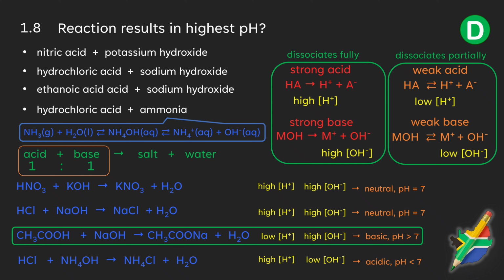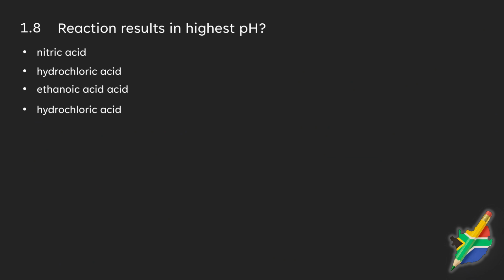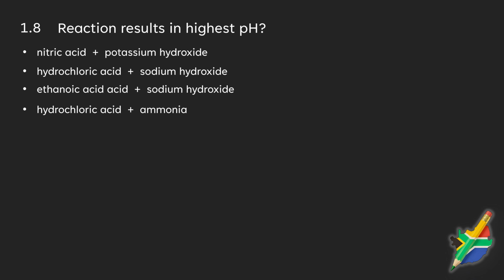Question 1.8. In this question, we need to find out which reaction results in the highest pH. We are given these acids and these bases. We know that when an acid and a base react, a salt and water are produced. Let's write the equations for each reaction.